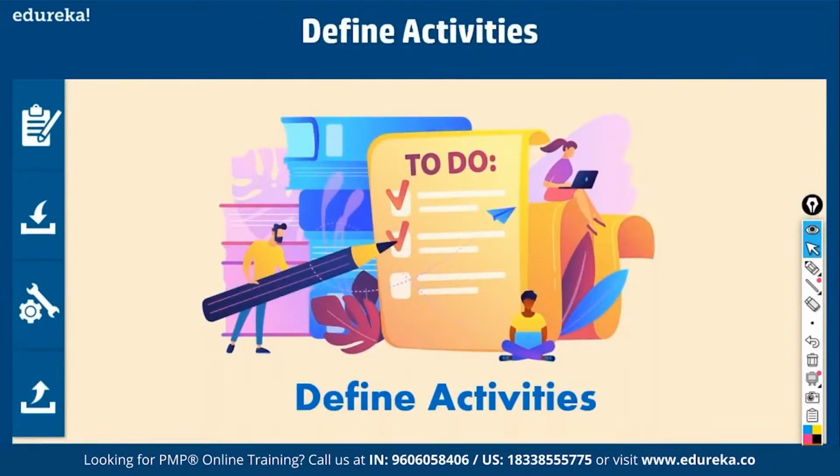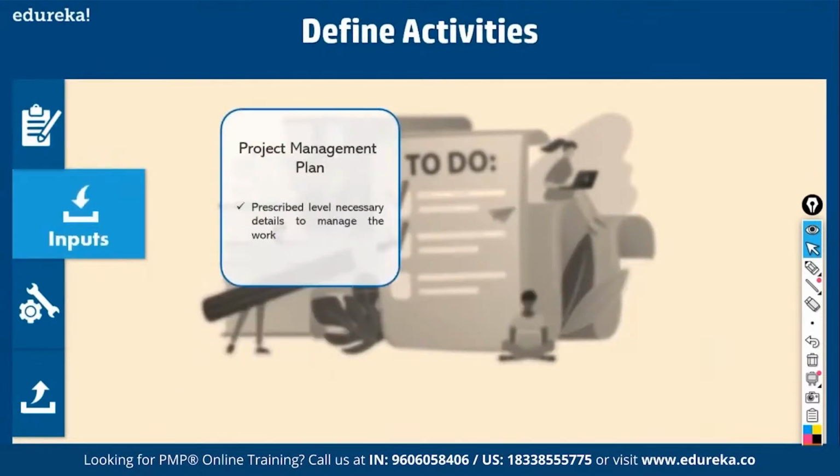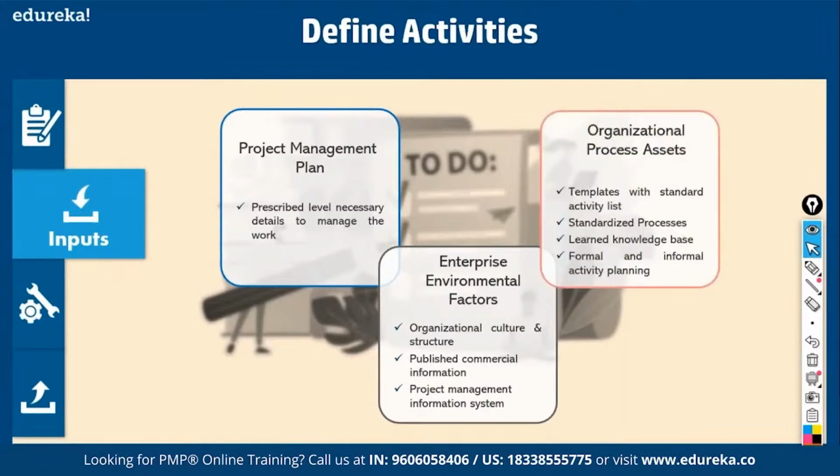Now we have to do the next process, define activities. That is, we'll break down work packages into activities. That is what is called define activities. Fine. So this is the process of identifying and documenting the specific actions that need to be performed to produce a deliverable. You break it down into activities. So what are the inputs? The project management plan, which tells you how to do the decomposition, how to break it down. Enterprise environmental factors: culture, structure, any PMIS, any tool, right? Then organizational process assets, templates that you can use.